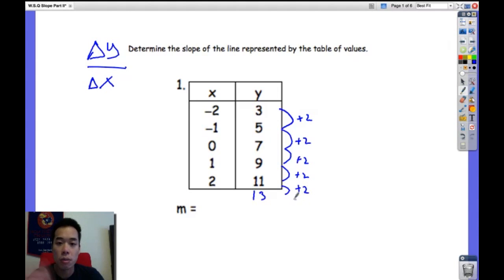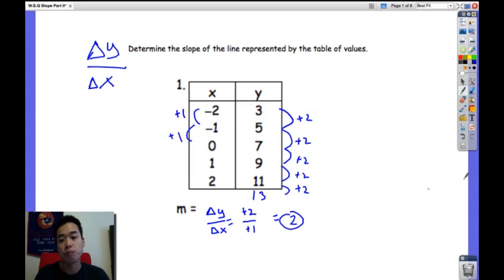That's the cool thing about slope. Slope will help you find another point on the graph. Going over to my x, -2 to -1 is +1, -1 to 0 is +1. So my change in y over my change in x here is +2 over +1, or just 2. So my slope is 2. And that's how you do slope on a table.